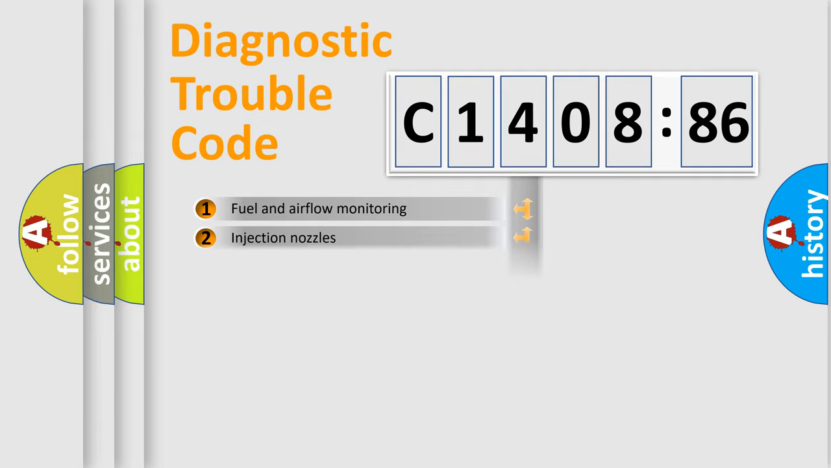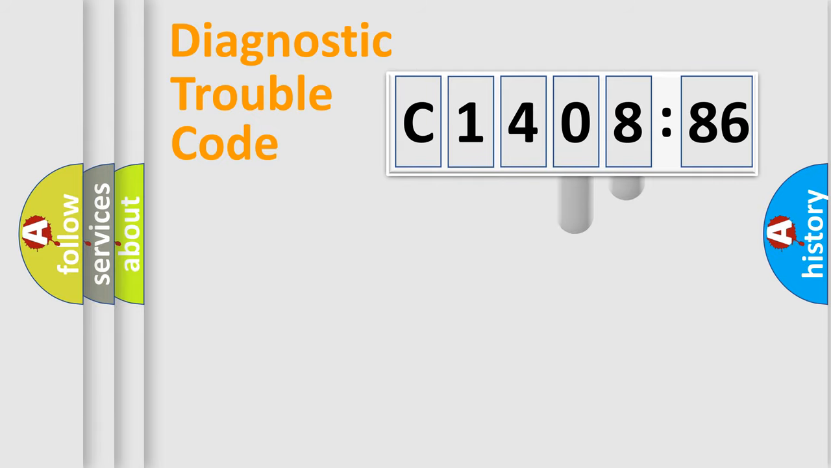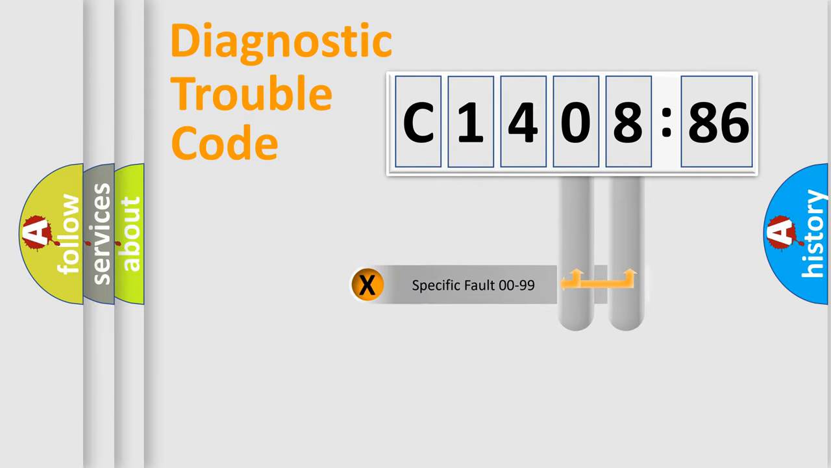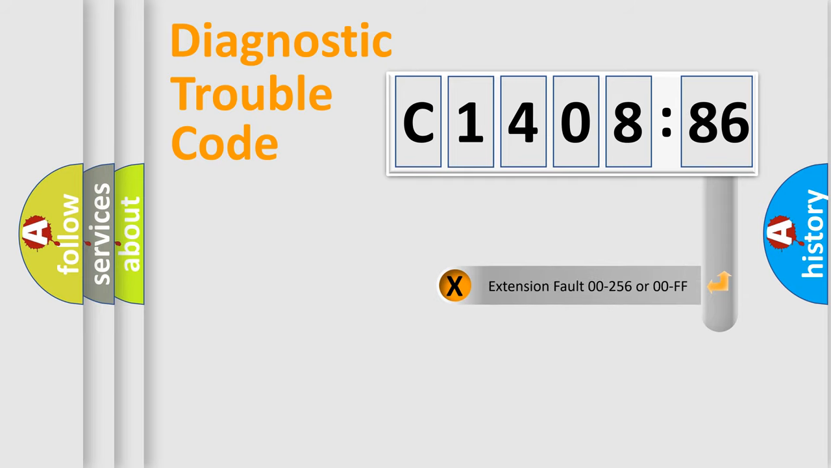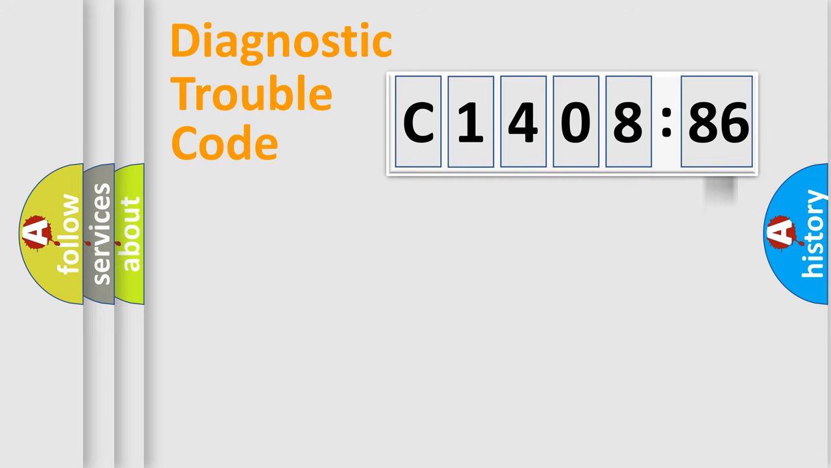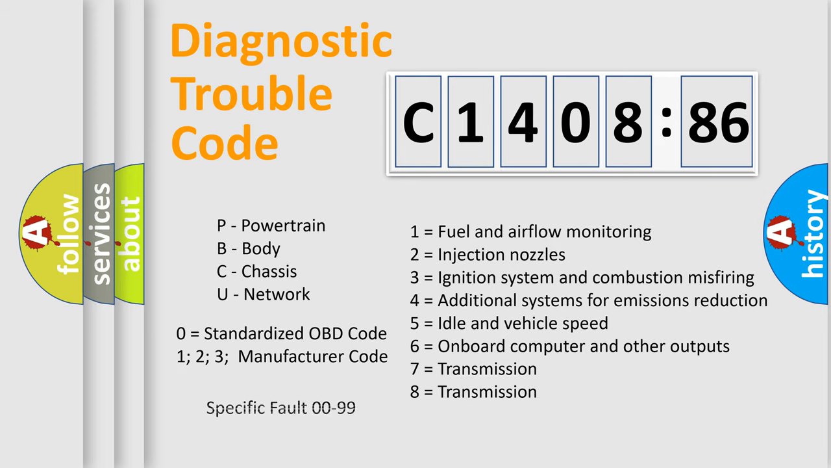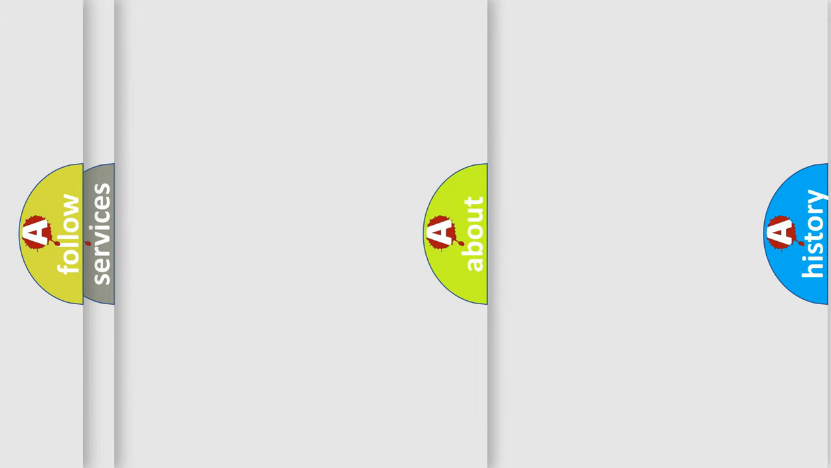The distribution shown is valid only for the standardized DTC code. Only the last two characters define the specific fault of the group. The add-on to the error code serves to specify the status in more detail, for example, a short to the ground. Let's not forget that such a division is valid only if the second character of the code is the number zero.